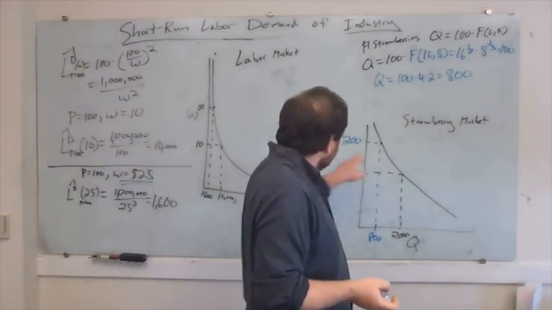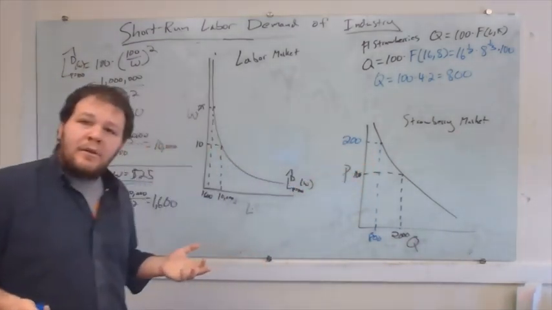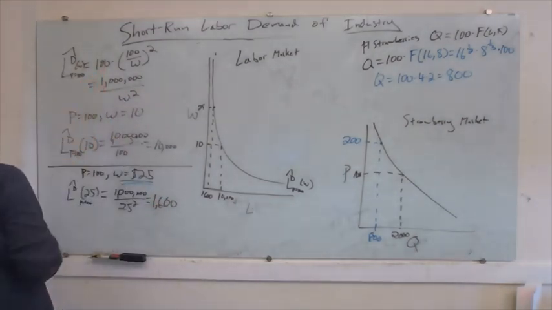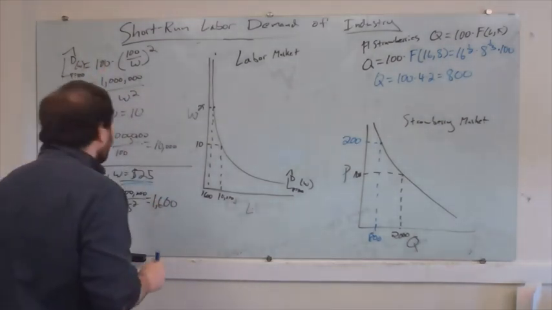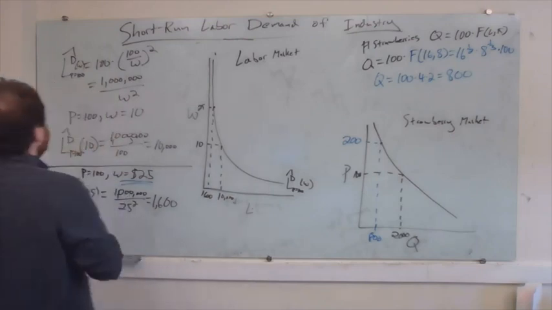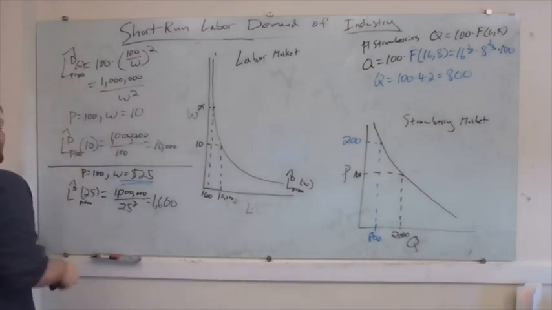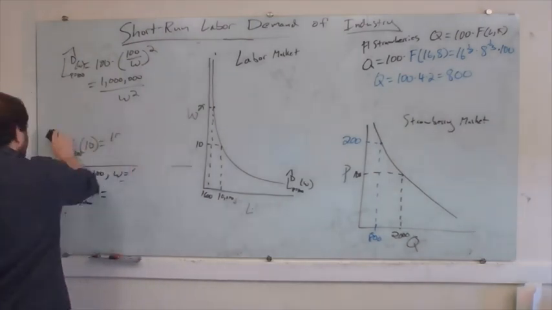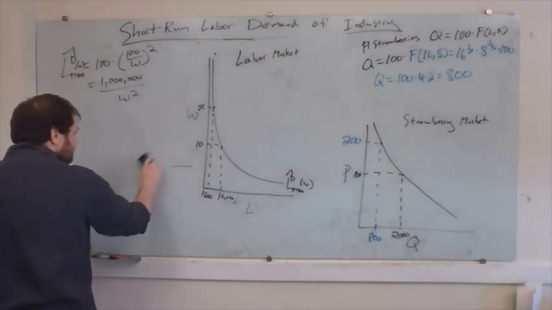Well, what happens when the price of strawberries goes up? When the price of strawberries goes up, our labor demand curve here changes. Instead of taking the price fixed at 100, we're going to have to fix the price at 200. So we'll say, what happens when we have a price equal to 200?